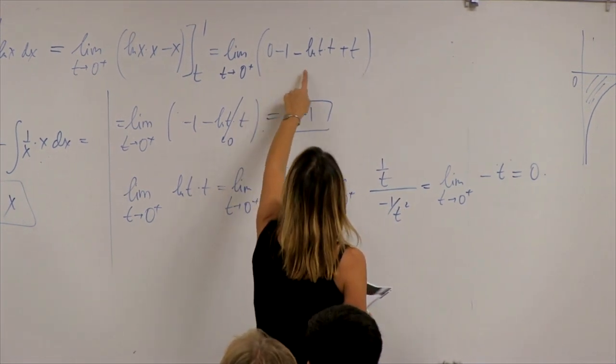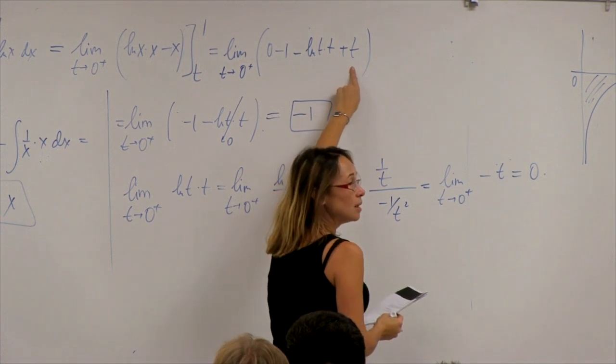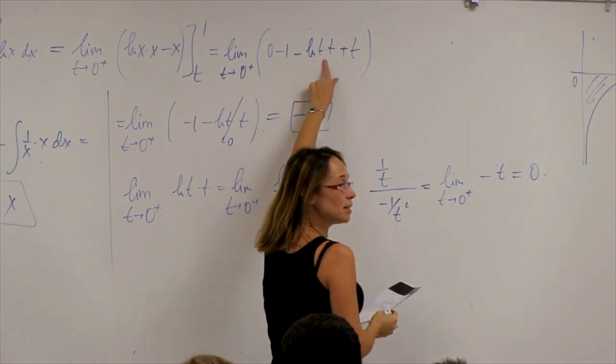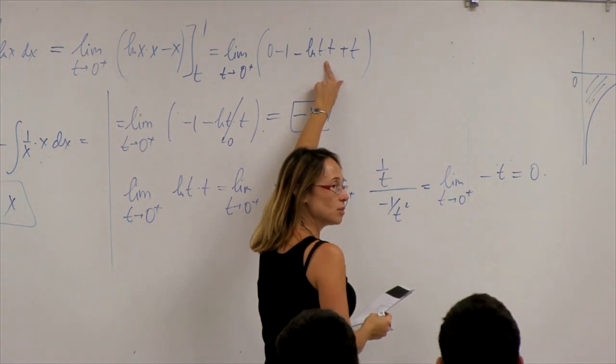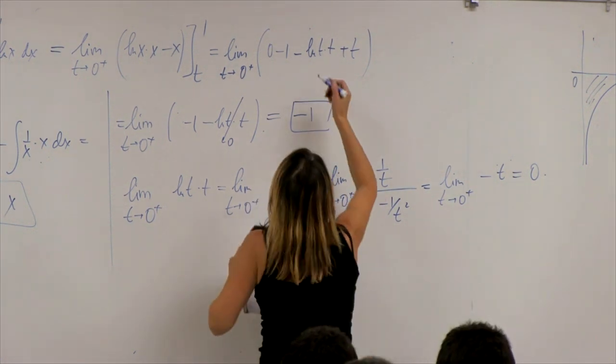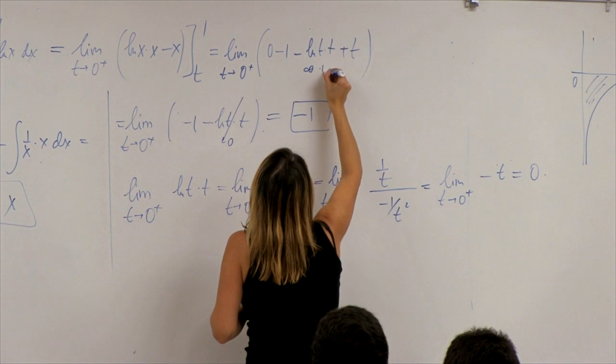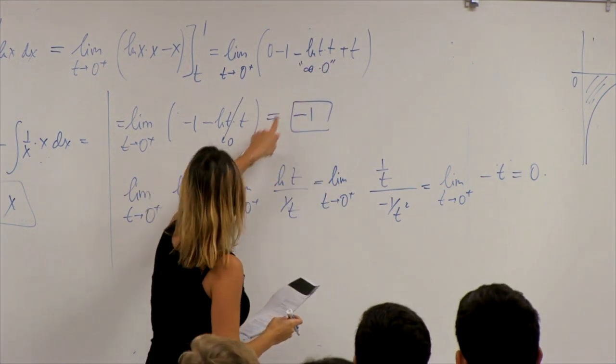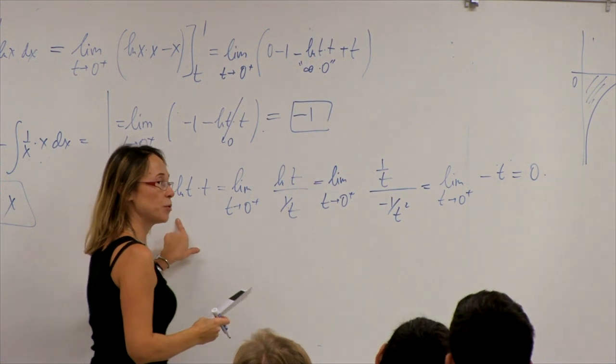It's like ln of t multiplied by t. I cannot plug in 0 here because log of 0 is minus infinity. So this is an indeterminate form of the type infinity times 0, and that's why I did it separately by using L'Hopital's rule.